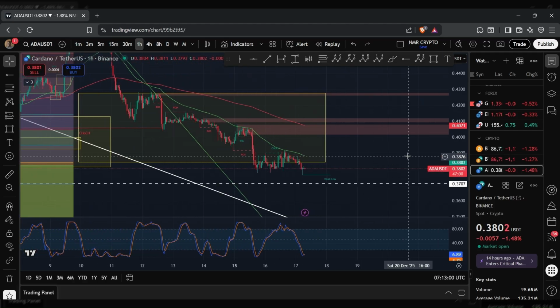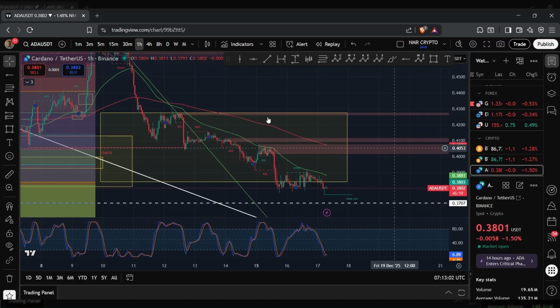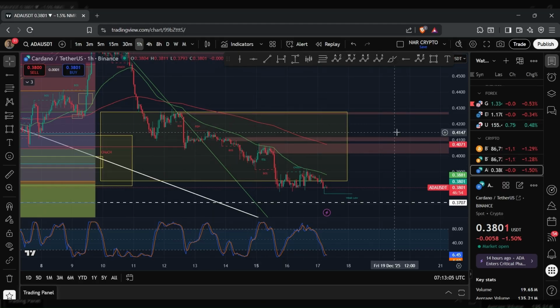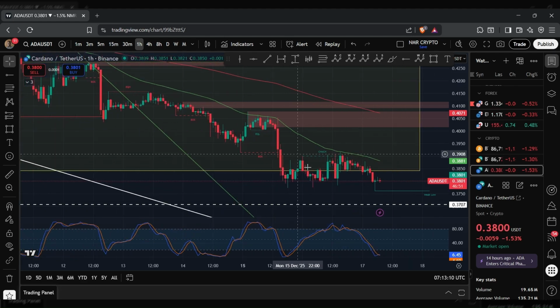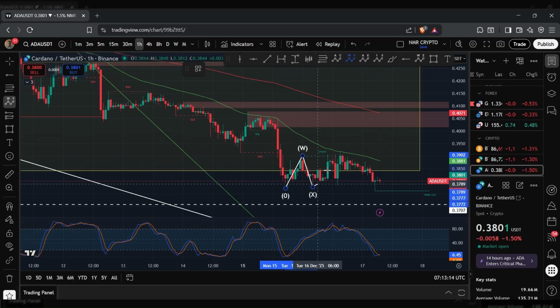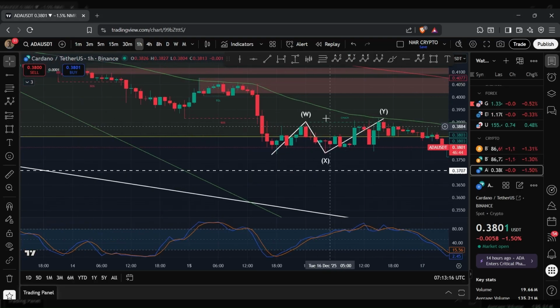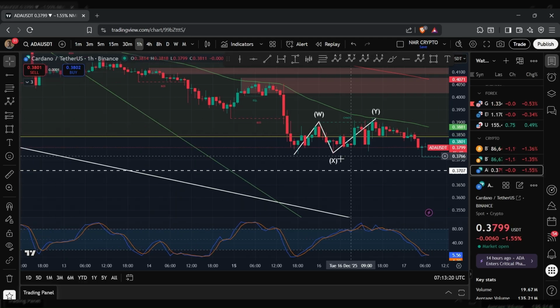And zooming in, you can see that on the hourly chart, we have been getting rejected at the 50 MA multiple times, which is of course bearish. We did have this corrective move to the upside made up of a WXY structure, like so, where the W wave was made up of an internal WXY structure, and the Y wave was also made up of an internal WXY structure.